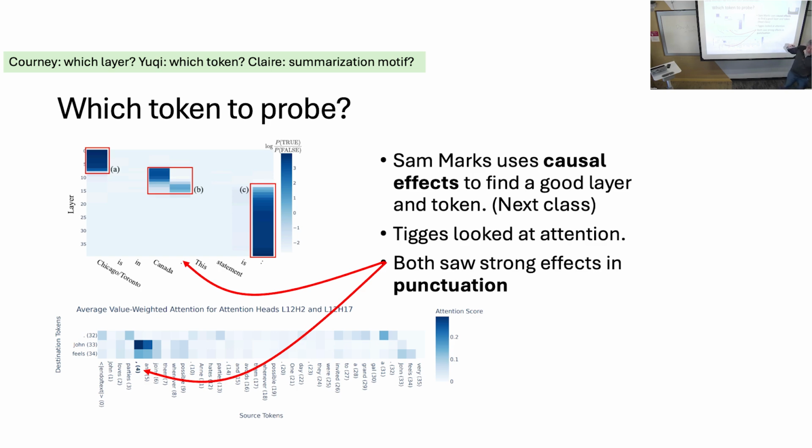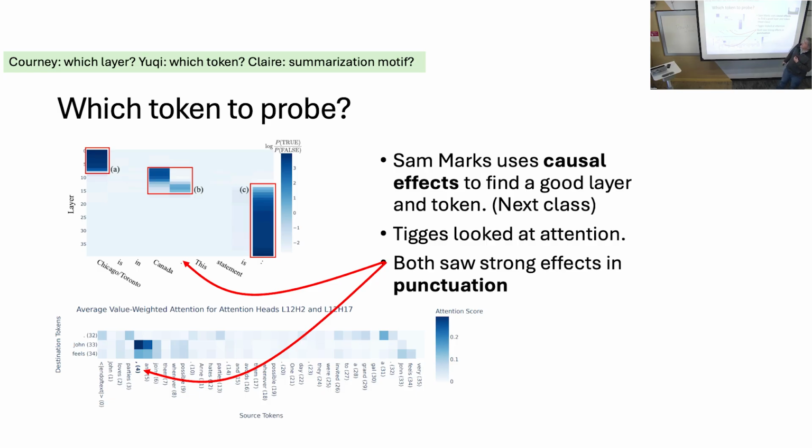I think it's the same question, but I focus more on which layer and which token. Right, because the transformer is this big grid with all the layers and all the tokens, so there are a lot of possible things to probe.